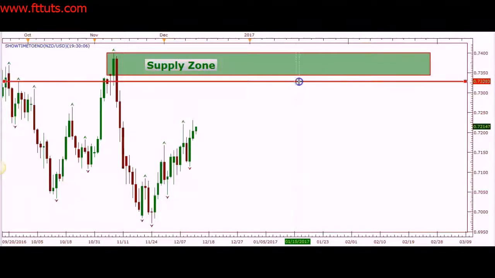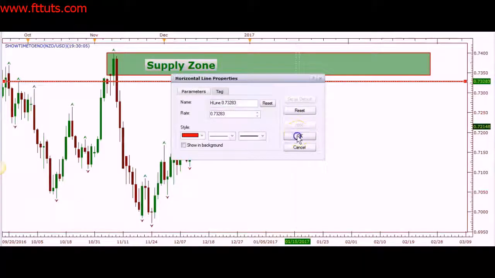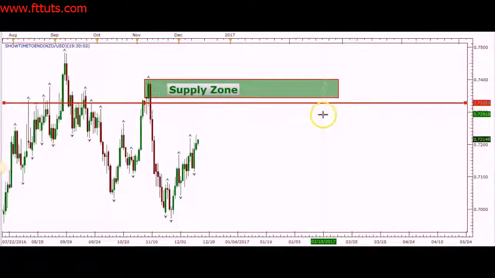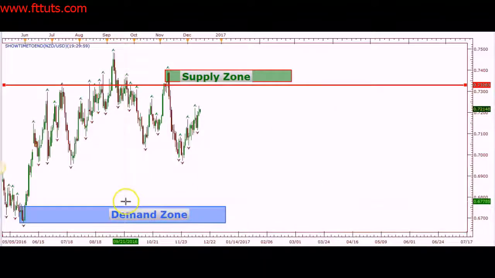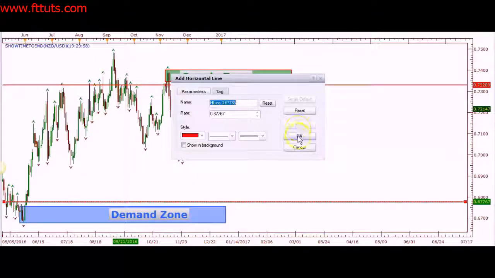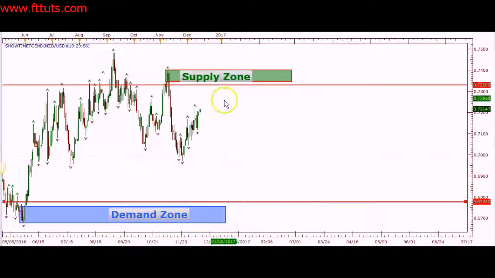So you're waiting for that. You put a price alert there. Price gets there, you know what you want to do. And then same thing down here. Price gets down to about this level. You put a price alert. When price gets to those levels, you'll see what you want to do.